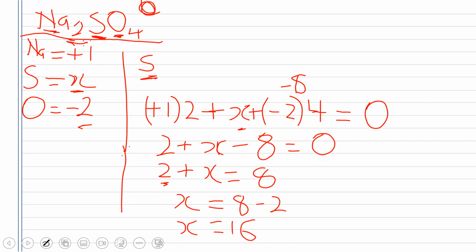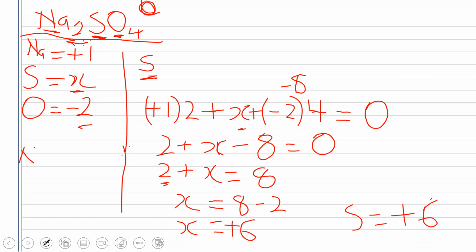Plus 6. Because we said oxidation number, when you're writing oxidation number, the sign first before the number. So it means our oxidation number for S in this particular compound is going to be what? Plus 6. So now our answers are complete.